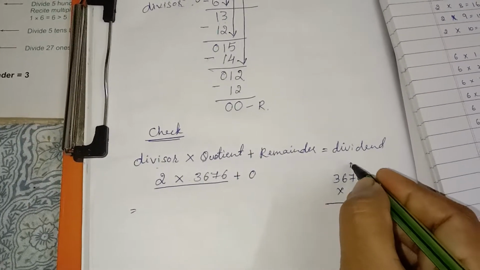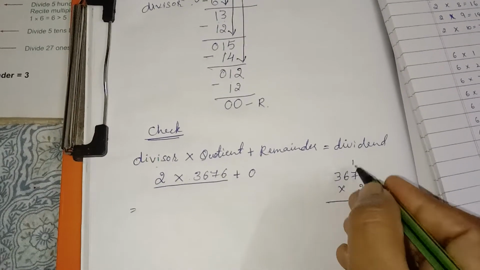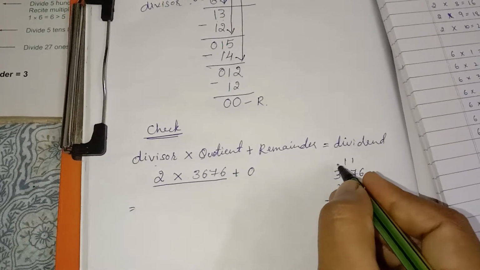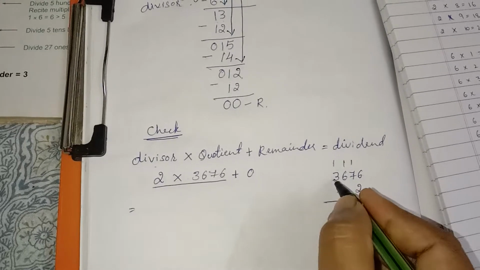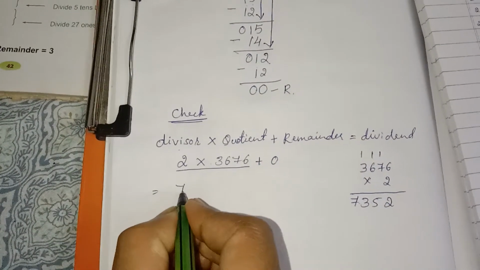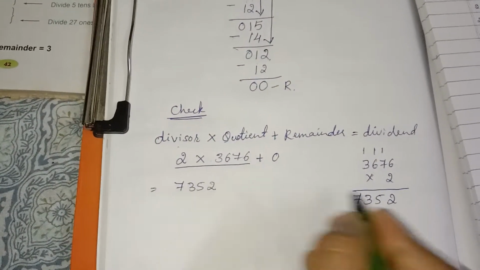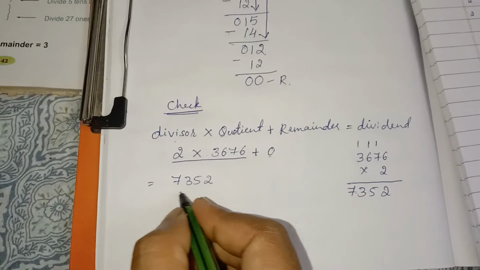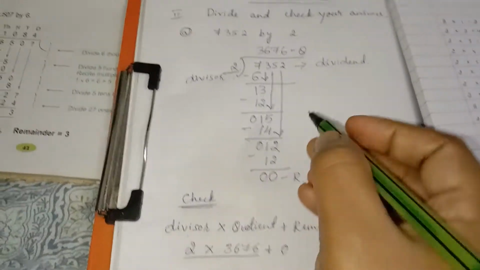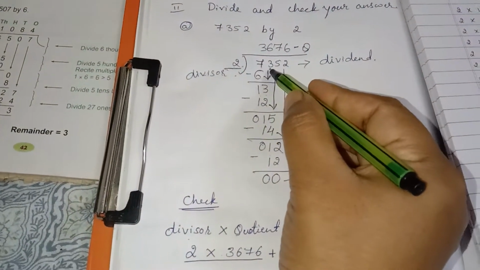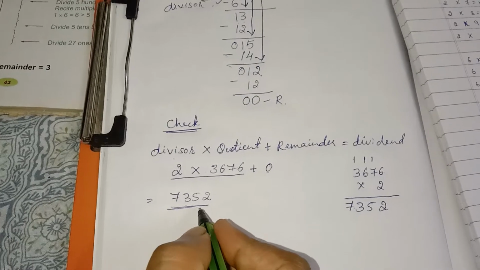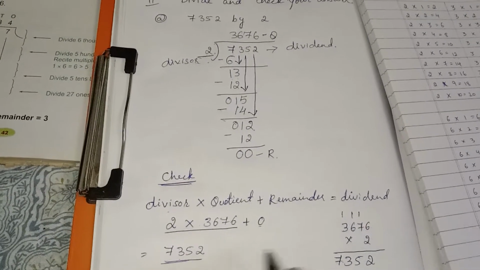2 6s are 12. 2 7s are 14 plus 1 is 15. 2 6s are 12. 12 plus 1 is 13. 2 3s are 6. 6 plus 1 is 7. 7352. Add 0. 0 means we will get the same number. So we got the dividend. See here, the dividend is 7352. Here we got 7352. Got it, children?